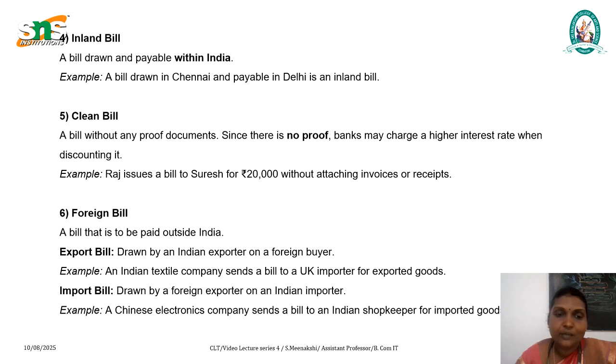Then foreign bill. As the name indicates, a bill is drawn and paid outside India. It can be subclassified into export bill and import bill. If a bill is drawn by an Indian exporter on a foreign buyer, it is called export bill. A bill drawn by a foreign exporter on an Indian importer is called import bill. For example, a Chinese electronics company sends a bill to an Indian shopkeeper for goods imported from them. So it is called import bill. So these are the various kinds of bills of exchange.